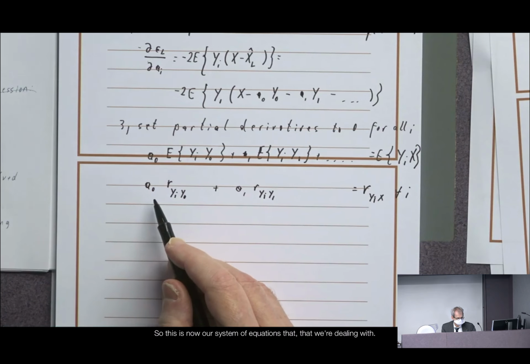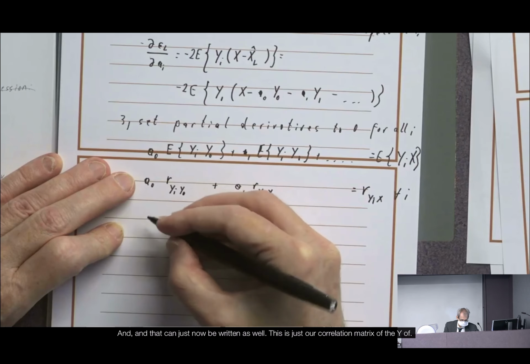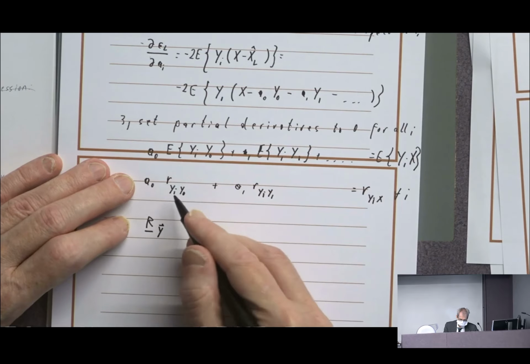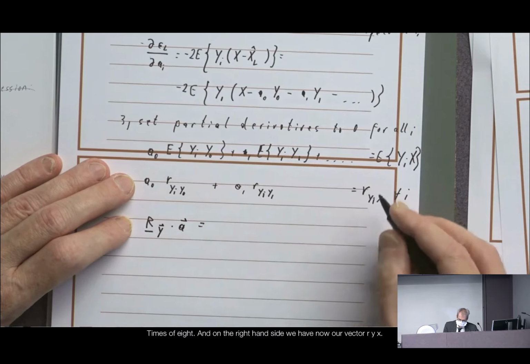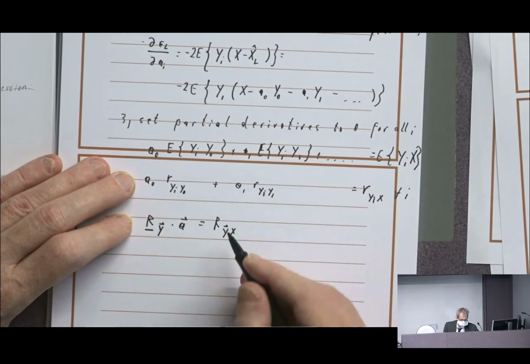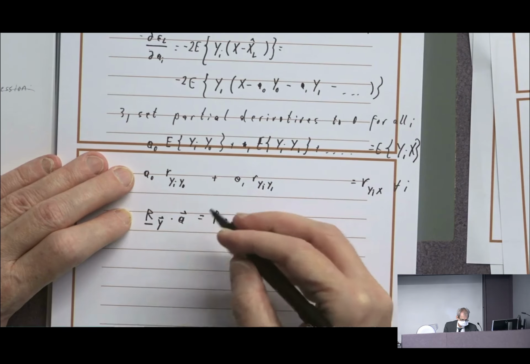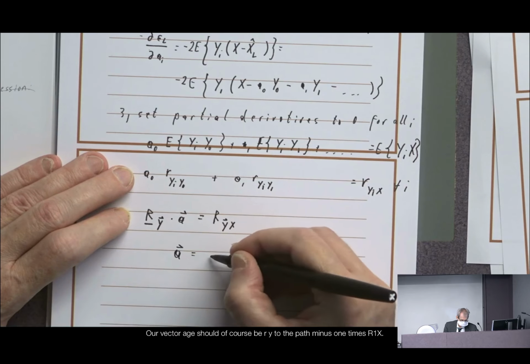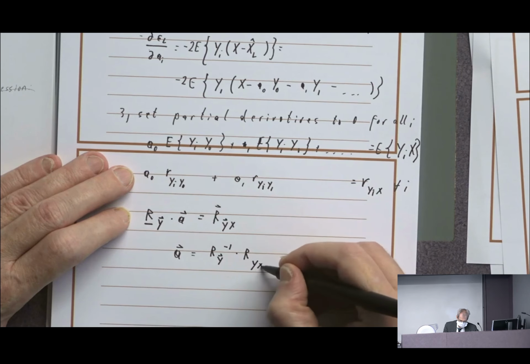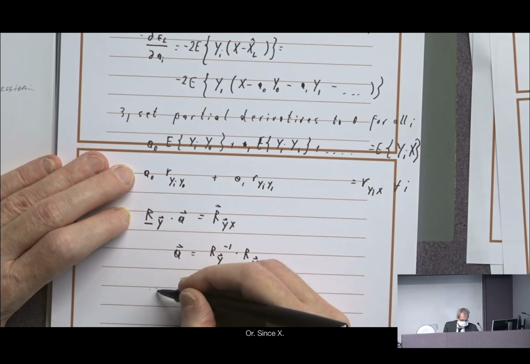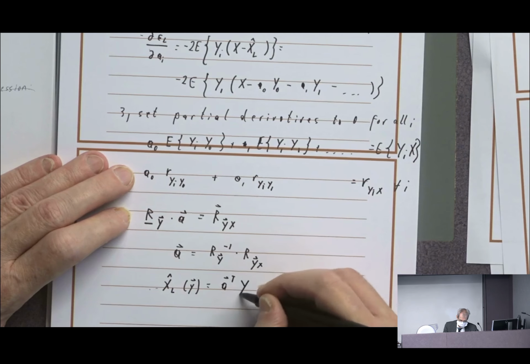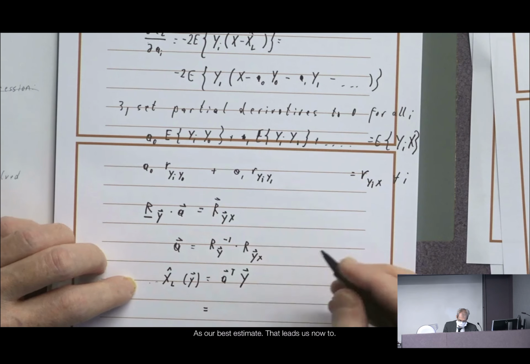So this is now our system of equations that we're dealing with, and that can just now be written as, well, this is just our correlation matrix of the y times our vector a, and on the right hand side we have now our vector r_yx. And that can be rewritten as our vector a should of course be r_y to the power of -1 times r_yx, or since x is a transpose y as our best estimator, that leads us now to the final equation.